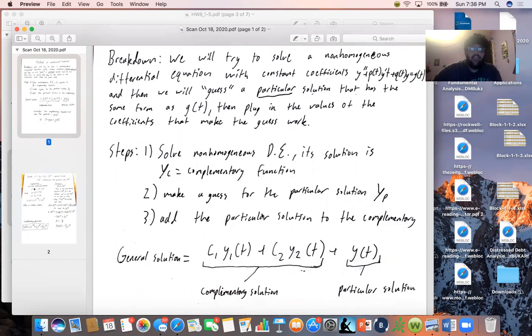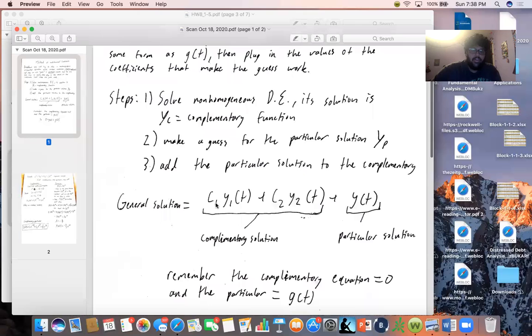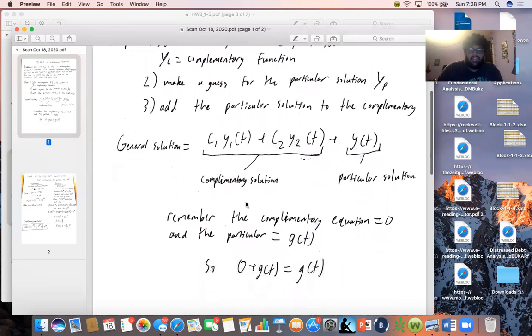And then you're going to add the particular solution to the complementary, and it's going to look like this to get the general solution, where you have the complementary solution and the particular solution. So remember, the complementary equation is going to equal 0, and the particular equation is going to equal g(t). And this works out to the general solution because 0 plus g(t) equals g(t).